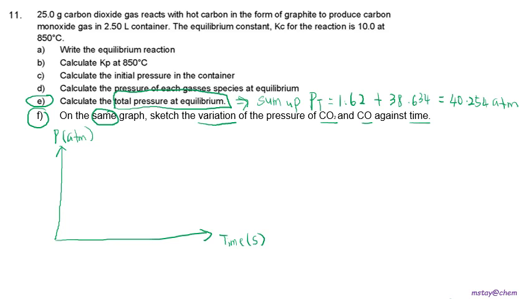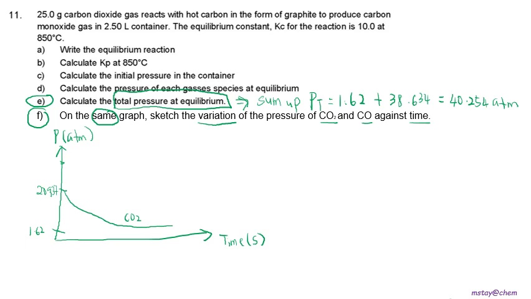Because carbon dioxide is the reactant, its partial pressure is getting less and less. Initially the pressure is 20.937, and it gets less and less. When equilibrium is achieved, the pressure becomes 1.62 atm. You can label this line as carbon dioxide. For the carbon monoxide, because more and more is produced, the partial pressure asserted by carbon monoxide is also getting more and more.